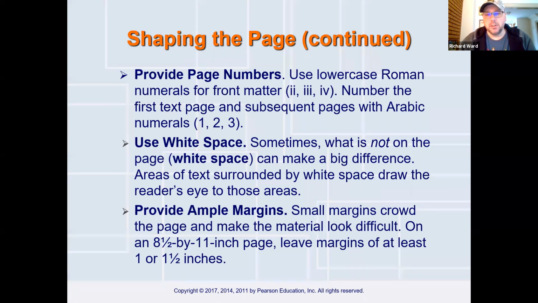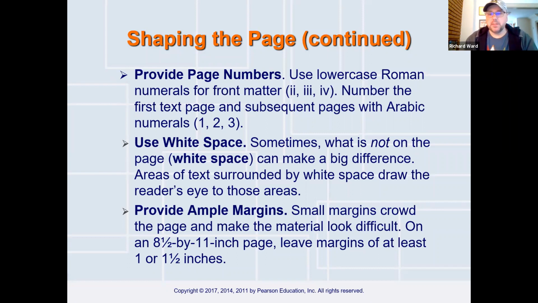Always provide page numbers. Use lowercase Roman numerals for front matter. That's your table of contents, anything at the beginning. Number the first text page and subsequent pages with Arabic numerals, 1, 2, 3, 4, 5. And stay consistent, all right?